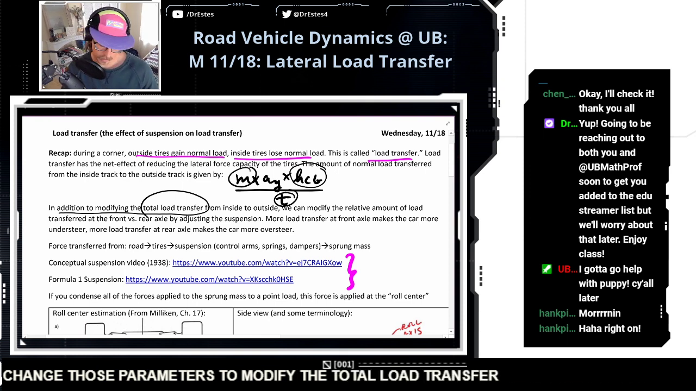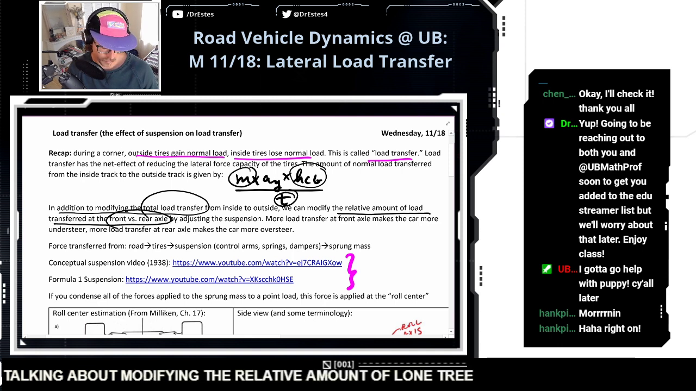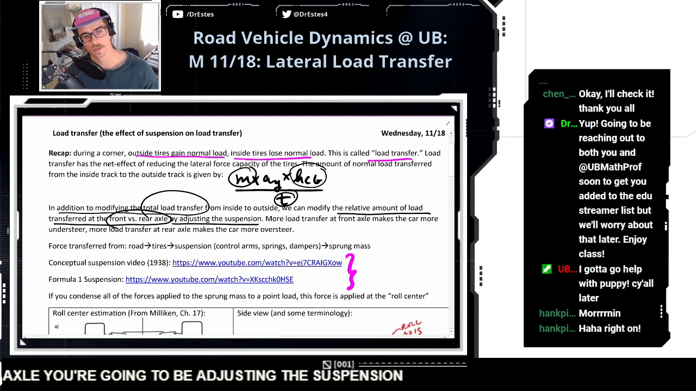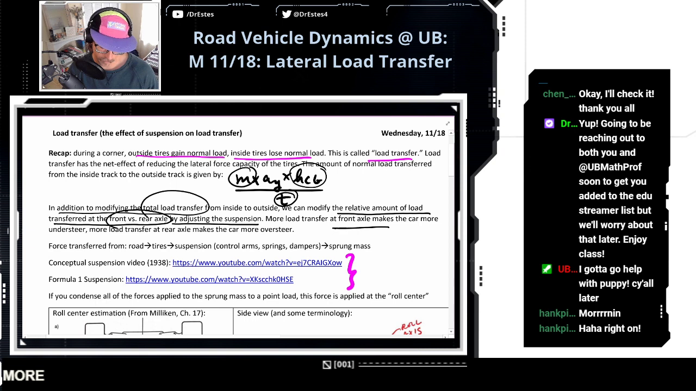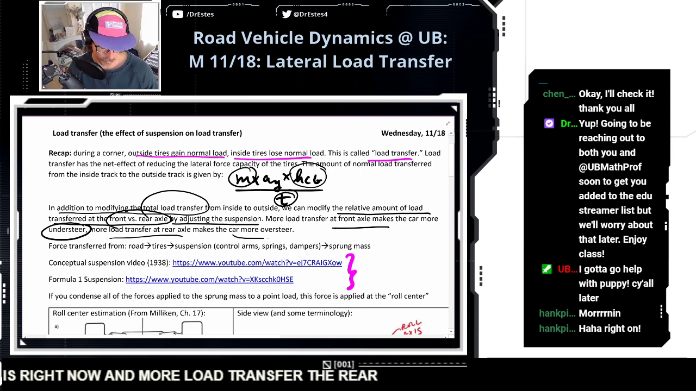Now, when you start talking about modifying the relative amount of load transfer at the front versus rear axle, you're going to be adjusting the suspension. And like we just saw in an example, more load transfer at the front is going to make the car more understeer than it is right now. And more load transfer at the rear makes the car more oversteer.